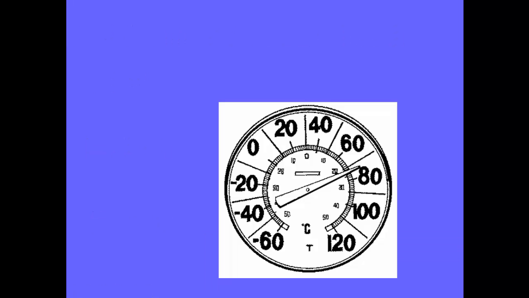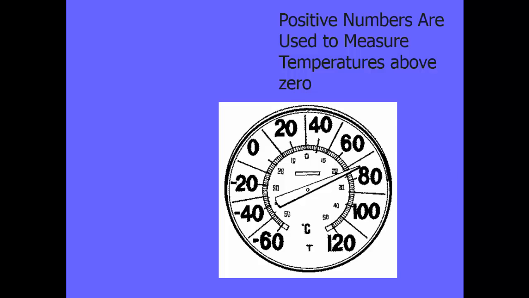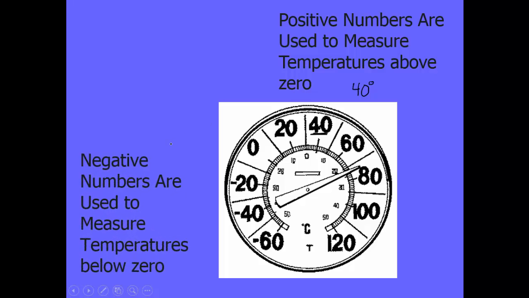Let's talk about temperature. Positive numbers are used to measure temperatures above 0. So right here, that would be 40 degrees. Positive numbers represent temperatures above 0. So what do negatives represent? Those are our temperatures below 0. So if you are 20 units below 0, the temperature is negative 20 degrees. You probably see that on the news, especially in the wintertime. Not that cold here, but a lot of times it's 5 below, or the wind chill will be 5 below.